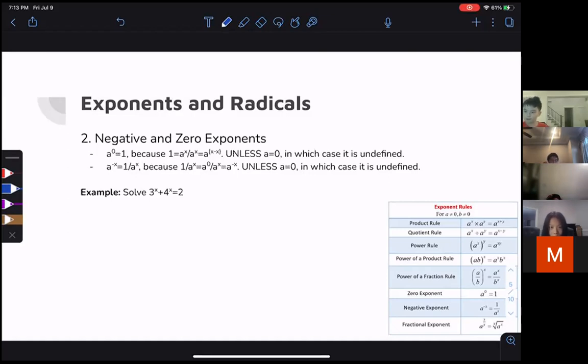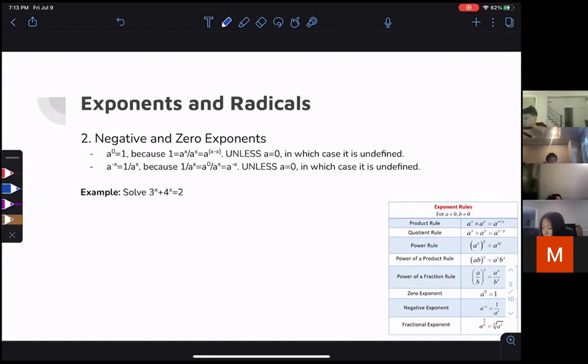And a to the negative x is 1 over a to the x. I already mentioned this. There are many ways to go about this, like a to the 0 over a to the x is a to the negative x, unless a equals 0, in which case it's infinite or undefined.